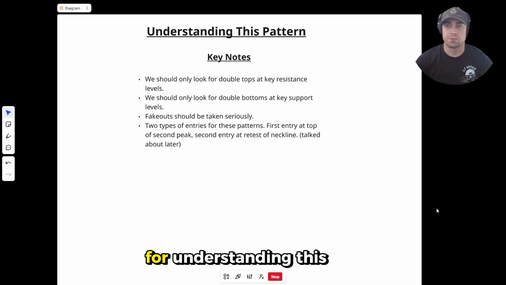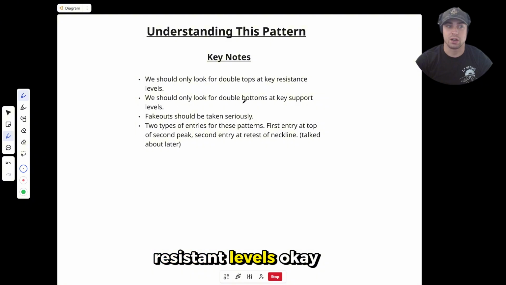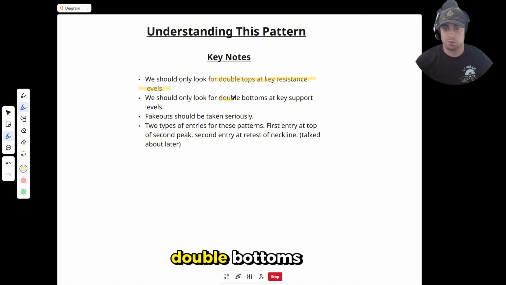So key notes for understanding this pattern is we should only look for double tops at key resistance levels. Okay, this is critical. We should only look for double tops at key resistance levels. And then for double bottoms, we should only want to look for double bottoms at key support levels.